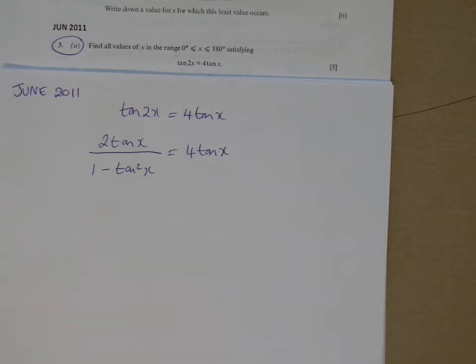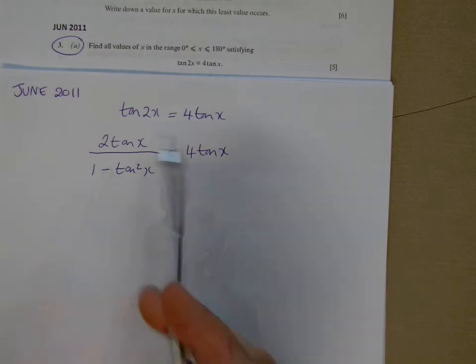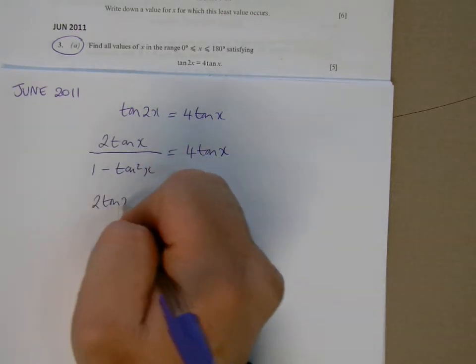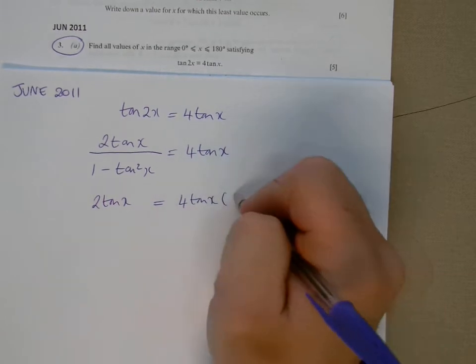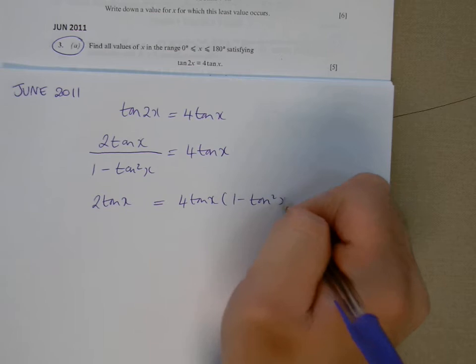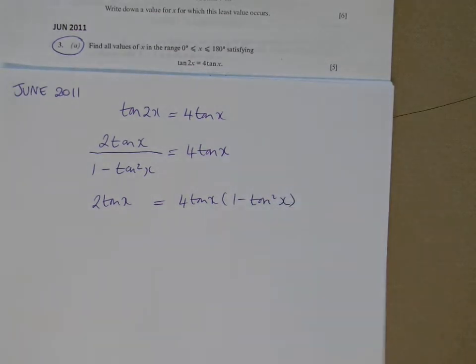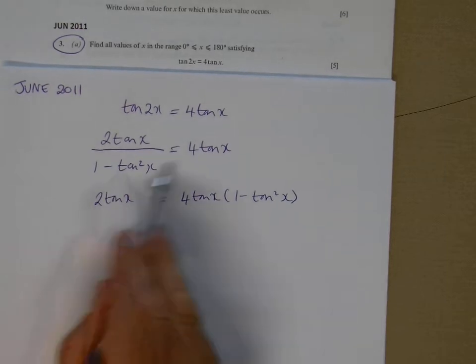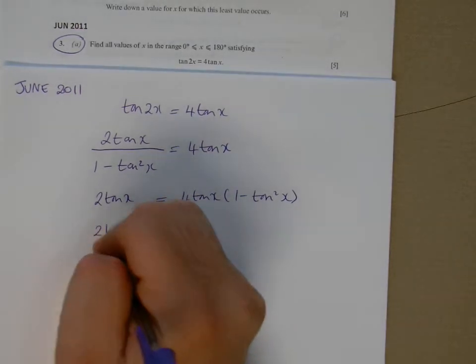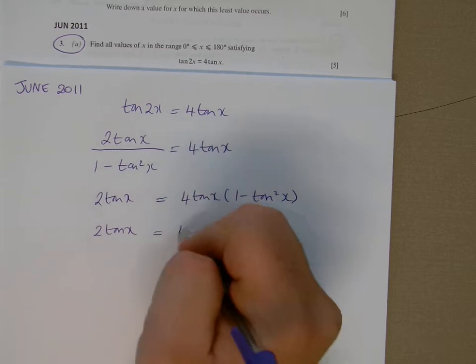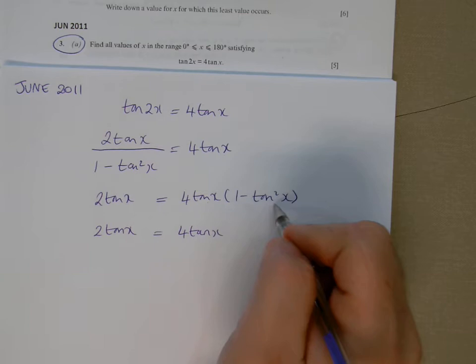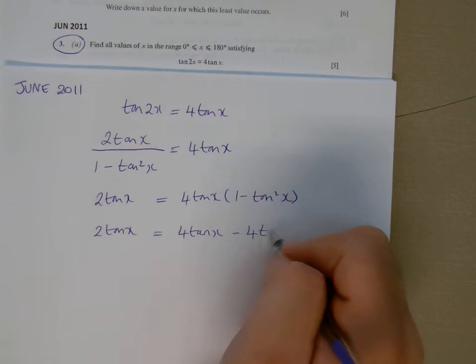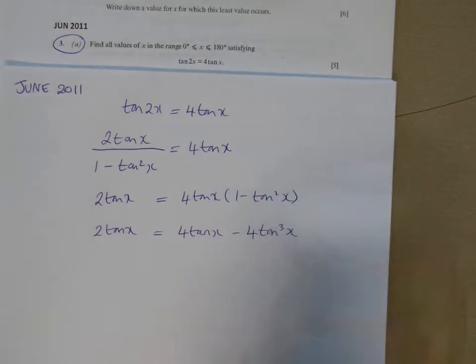And what I would do here with the equation, this stuff on the bottom here, I take up here. So I'd have 2 tan x equals 4 tan x, and then if I take it up, I've got to times it by 1 minus tan squared x. Okay, so take it up as a bracket, times by the 4 tan x. Then I multiply through that bracket, so I get 4 tan x times 1 is 4 tan x, and 4 tan x times tan squared x is 4 tan cubed x. Okay, so I've got that there.